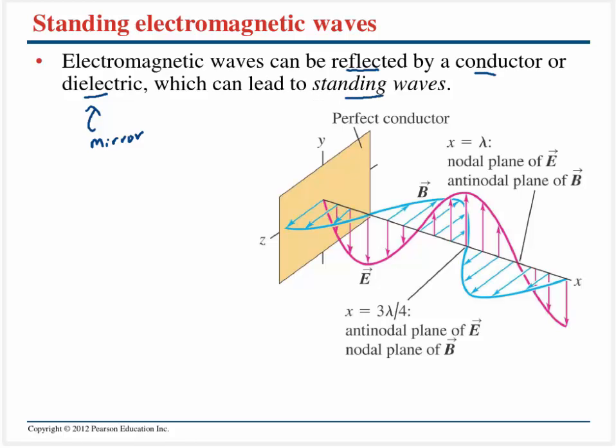This can also lead to standing waves, which we talked about for mechanical waves, where there are going to be regions of perfect constructive interference and perfect destructive interference. So here we have an electromagnetic wave incident on a perfect conductor, and it's reflected back in such a way that we're going to have constructive interference here, here, and here.